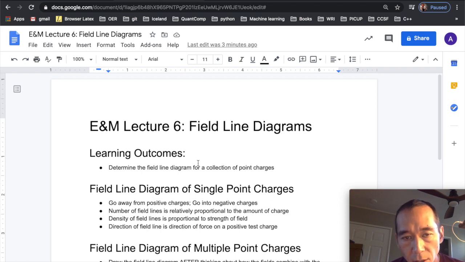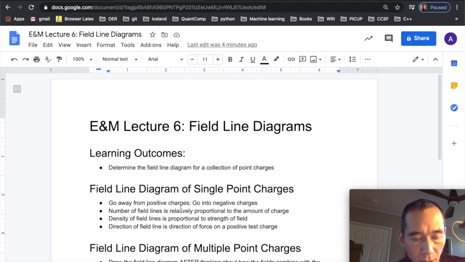In a following video, lecture 7, I'm going to describe somewhat how to determine field line diagrams for what is known as a continuous distribution of electric charge, as well as to calculate the electric field around that distribution. So in order to show you how to gain this learning outcome, this ability, we're going to start with the field line diagram of a single point charge.